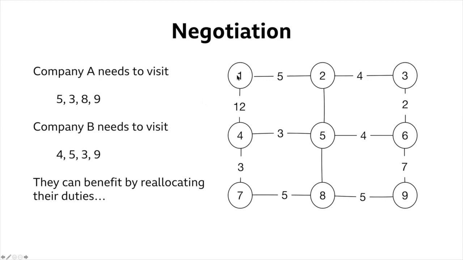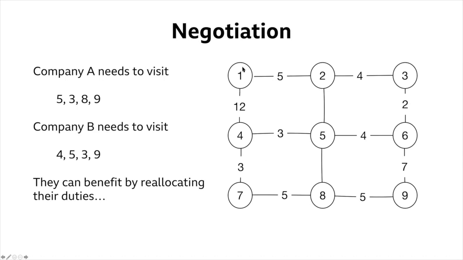Company A and Company B both start off at location 1. In this graph, we've got each of the locations numbered 1, 2, 3, 4, 5, 6, 7, 8, 9. So these are just locations on a graph, and the edges indicate the distance between these locations. To travel on the road from location 1 to location 2, it's 5 kilometers. From location 2 to location 3, it's 4 kilometers. From 3 to 6, it's 2 kilometers, and so on.